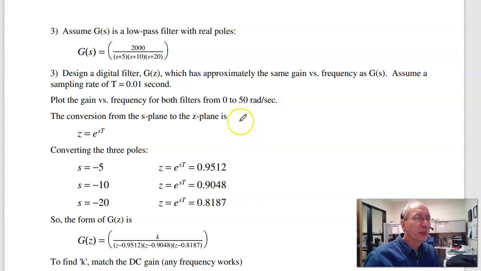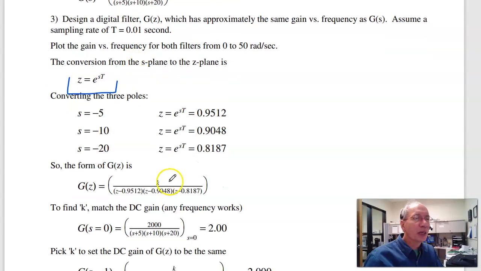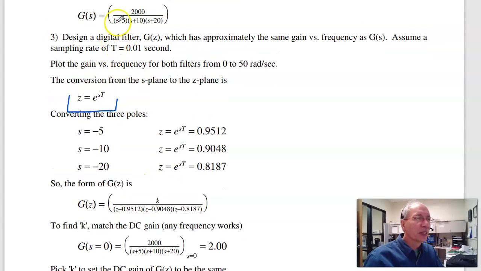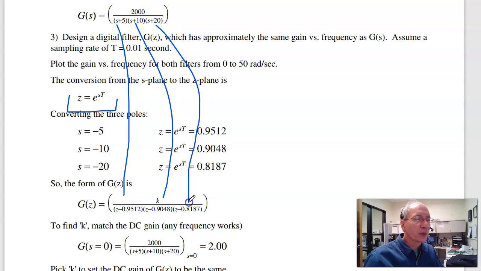The connection between the S-plane and the Z-plane is z is e to the st. I have to know the sampling rate. I have to know T. If I know it, in this case T is 0.01, I can convert. If s is minus 5, z is 0.9512, minus 10, minus 20. So my filter has 3 poles in the S-plane, my filter has 3 poles in the z-plane. This is how the first pole converts, second pole, third pole. And there's other ways of doing it. I prefer the e to the st approach because to me it makes more sense. I've got 3 poles s-plane, 3 poles z-plane, and this is how it converts, e to the st.